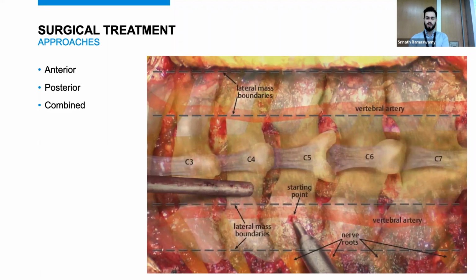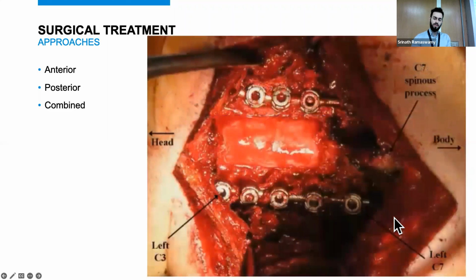When we go posterior approach, we can decompress in a different way. You can't really access the disc in the back. This is a view of the head on the side here, and the legs on this side. You have C2, 4, 5, 6, and 7, and this is what it looks like when you use the posterior cervical spine. You have the little masses here, which is where your screws go, and when you want to decompress, you basically burr off the bone here, and in one line, you burr off the bone there in one line, and then you can lift off the bone and just have the spinal cord drift back at you.